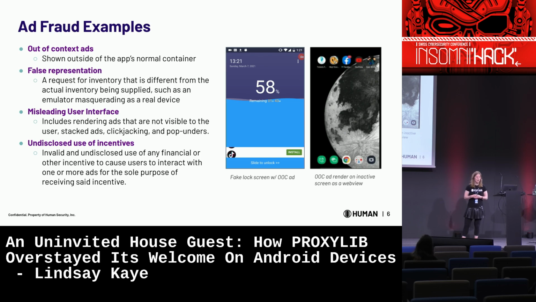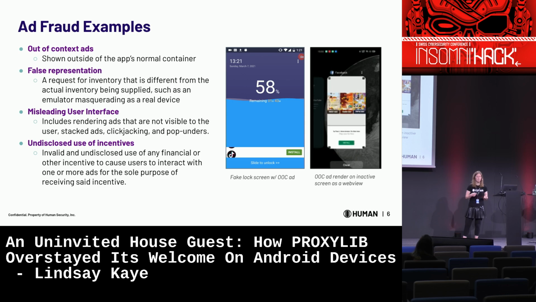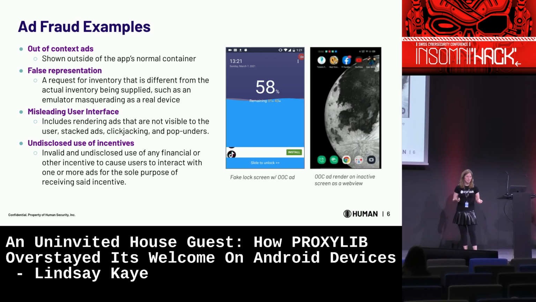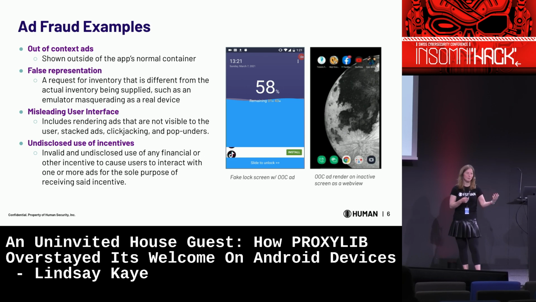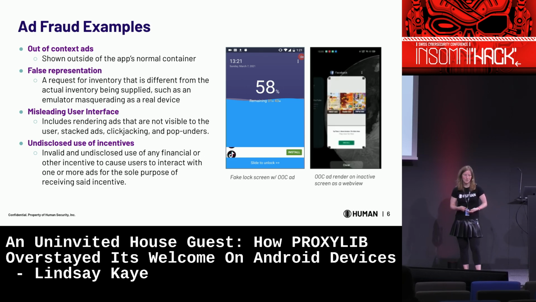Next, you have something called false representation. Simply, it's when you have a request for some sort of ad inventory that's different from what is actually being supplied. An easy way to think about this is if you have an emulator that's masquerading as a device, people are pretending to be a real device, but you're not intending to show your ad to an emulator, so false representation there.